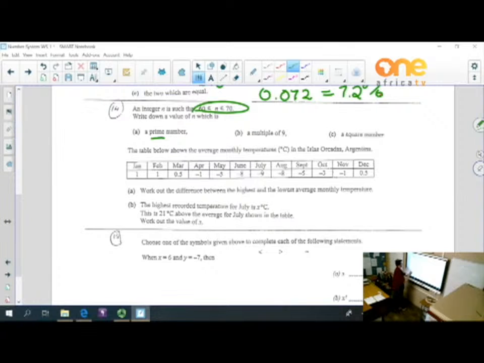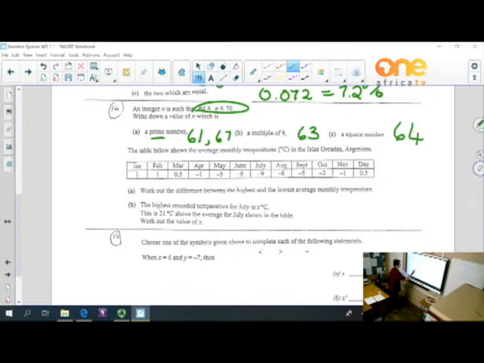So it is 61. It will be odd numbers because 2 is the only even one. So you test the odd numbers, and the next one is 67. A multiple of 9, we know that's 63. And what square number do we have there? 64.